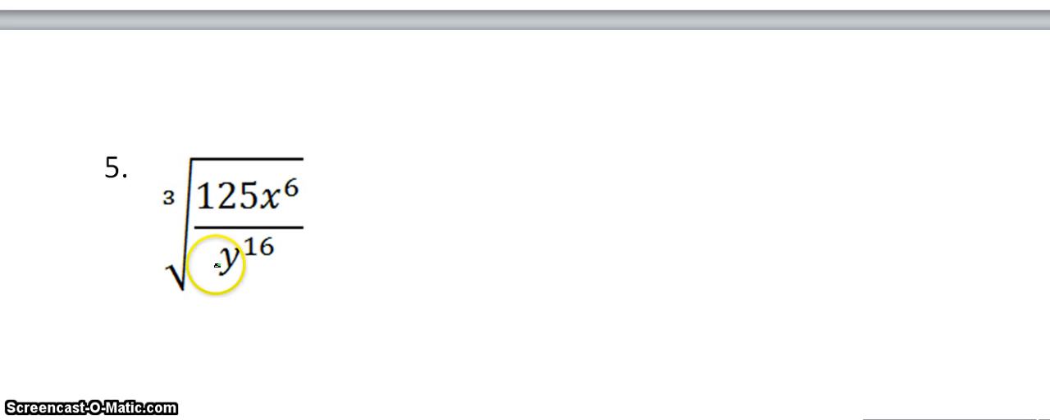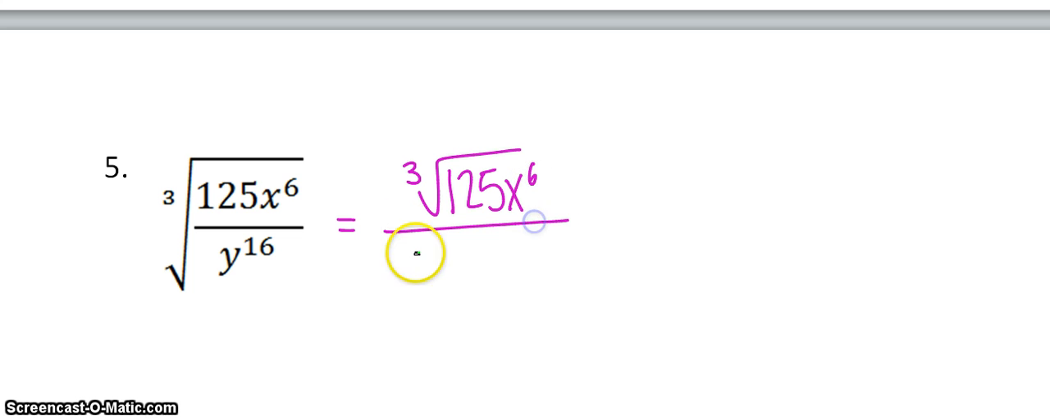So instead of writing it as one big cube root, I can really break it down into the cube root of 125x to the 6th divided by the cube root of y to the 16th. The reason it's okay to do this is because these are equivalent expressions. So on the left side, you're taking the cube root of both pieces at once. You're still taking the cube root of both pieces on the right side. You're just doing the cube root of the top and bottom separately. So they mean the same thing.